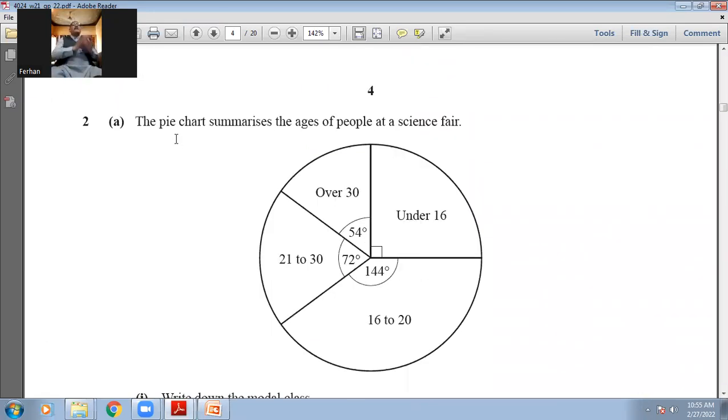He says the pie chart summarizes the ages of people at a science fair. So under 16, they are represented with an angle of 90 degrees on the pie chart. 16 to 20, their angle on the pie chart is 144. 21 to 30, their angle is 72. And over 30, their angle is 54.